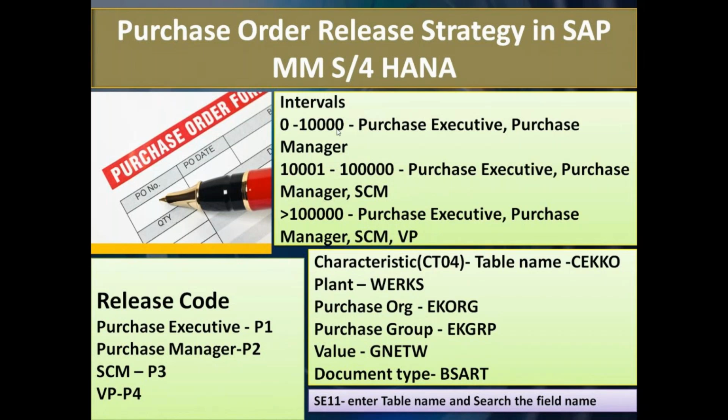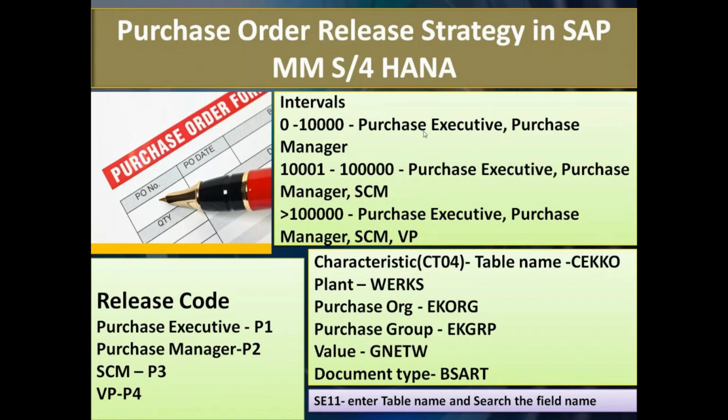They will let us know that if any PR is created between 0 to 50,000 or 0 to 1 lakh, these persons should be responsible for the approval. If it exceeds, maybe 1 lakh to 5 lakhs, these persons will be there. If it is greater than 5 lakhs, then all the approvers should be there. So this is how it has to be finalized after discussion with the customer.